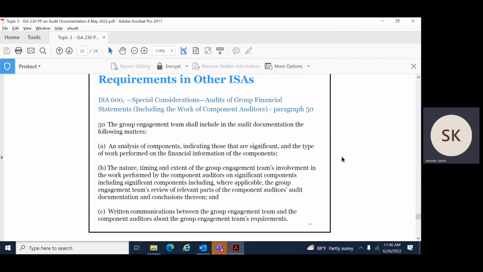Analysis of components indicating those that are significant and the type of work performed on the financial information of the components. So මෙන්න මේ financial statement component සම්බන්ධයෙන් මොනවද work perform කරේ, and the nature, timing and extent of the group engagement team's involvement in the work performed by the component auditors on significant components, including where applicable the group engagement team's review of relevant parts of the component auditors' audit documentation and conclusions thereon, and written communication between the group engagement team and the component auditors about the group engagement team's requirements, right?